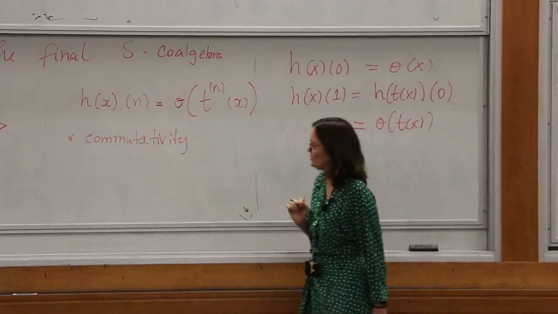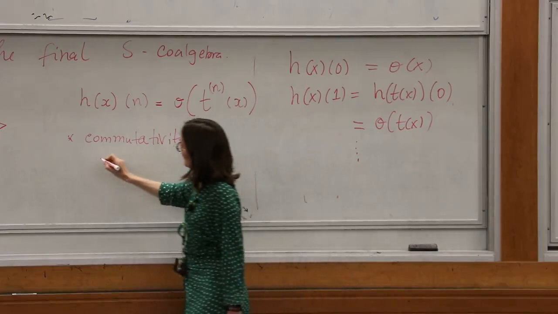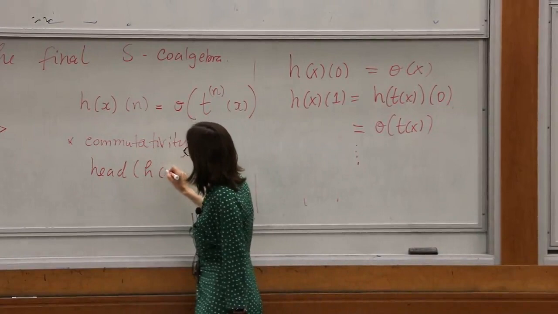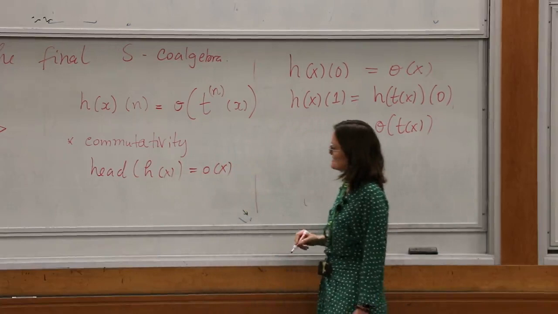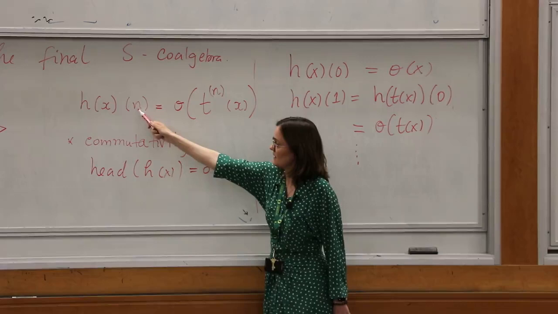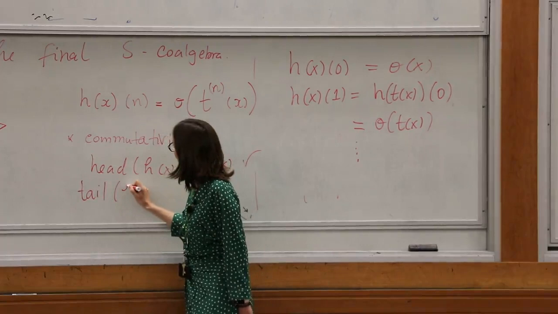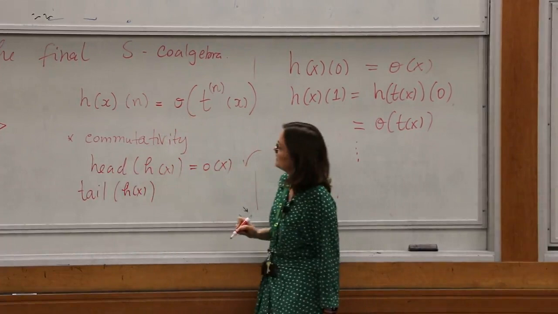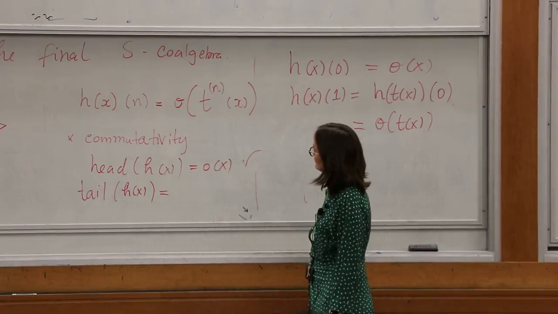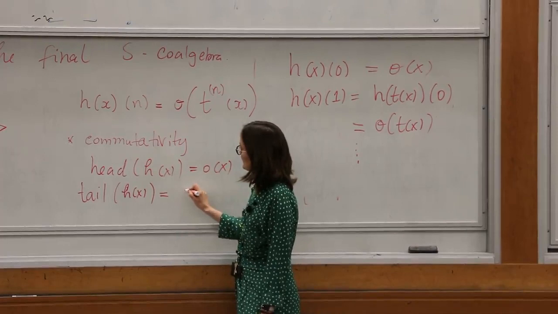So the commutativity, how do we prove commutativity? So we have to show that A equals O of X. Well, the head of that is H of X 0, which is that by definition. Okay, so that is by definition. And then the tail of H of X we need to show is H of T of X. That's what we want to show.